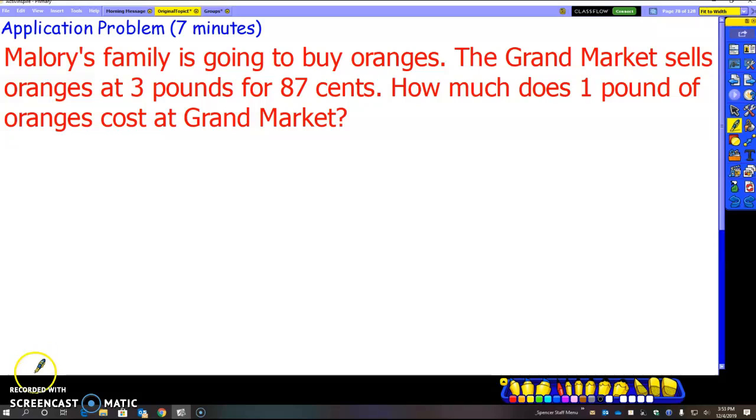Okay, let's look at what is next. Here's a word problem for us. Mallory's family is going to buy oranges. The Grand Market sells oranges at 3 pounds for 87 cents. How much does 1 pound of oranges cost at the Grand Market? So when we think about this, we've got 3 pounds of oranges, and those 3 pounds cost 87 cents.